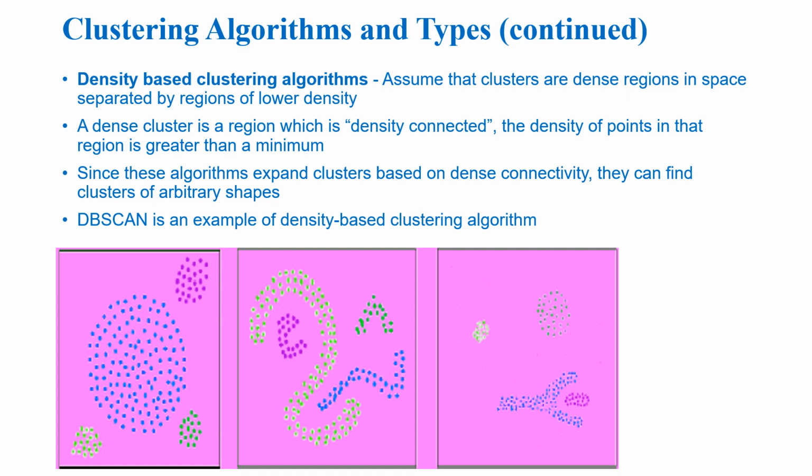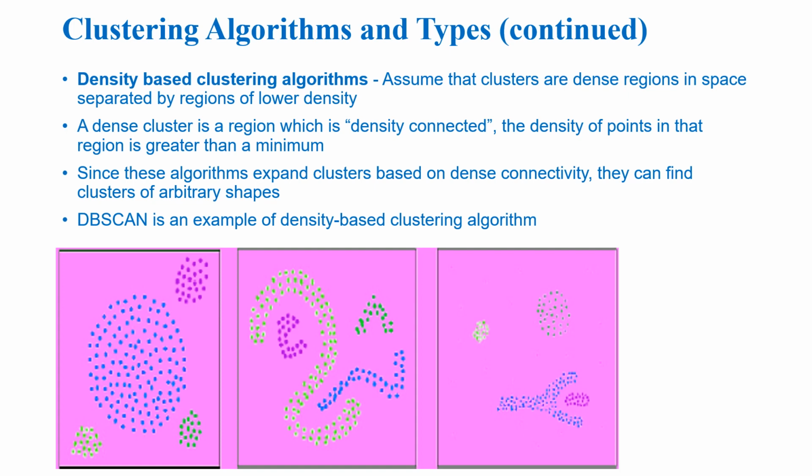So first we're going to talk about, in general, density-based clustering algorithms. They assume that clusters are dense regions in space and separated by regions of lower density. A dense cluster is a region which is densely connected. The density of the points in that region is greater than a minimum. Since these algorithms span clusters based on dense connectivity, they can find clusters of arbitrary shapes.